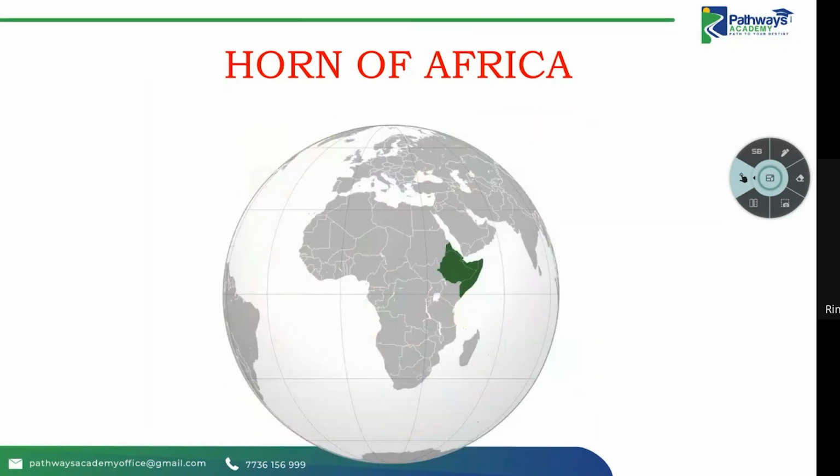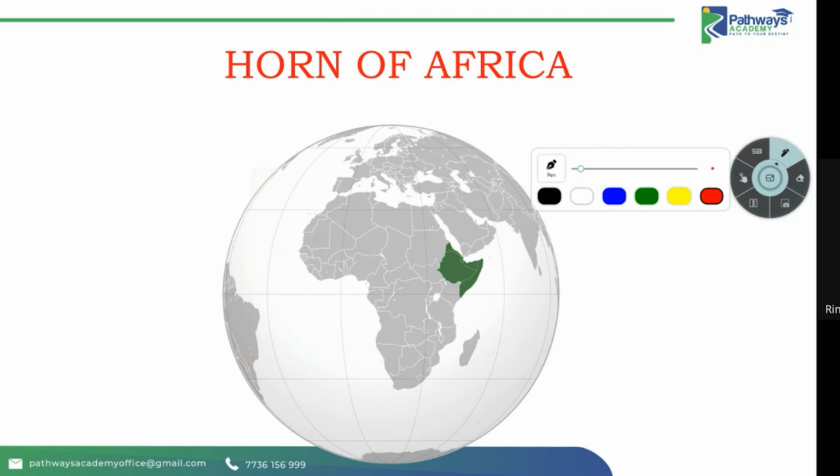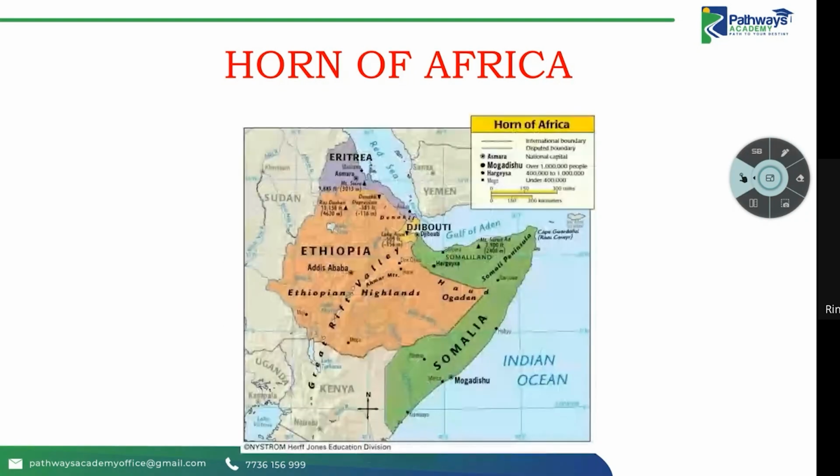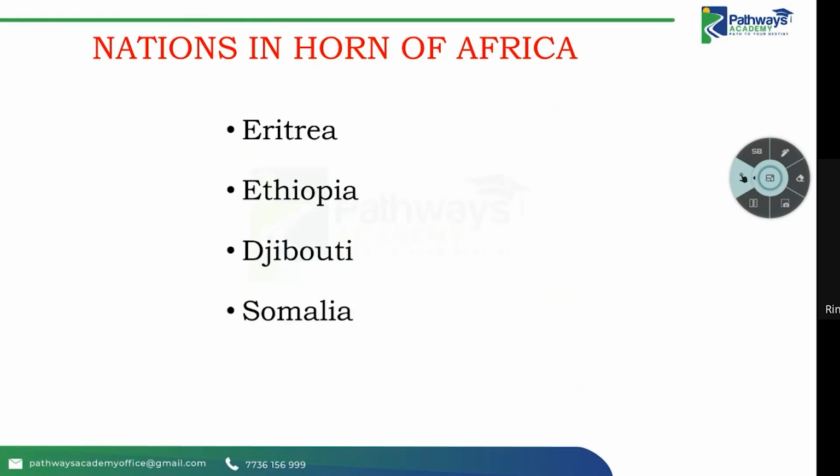Next is the Horn of Africa. This is the Red Sea. Just below the Red Sea, this part of Africa is known as the Horn of Africa. Usually, UPSC may ask a question like that. They will ask the nations present in the Horn of Africa.